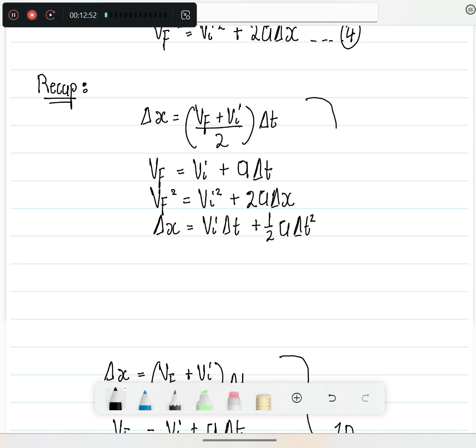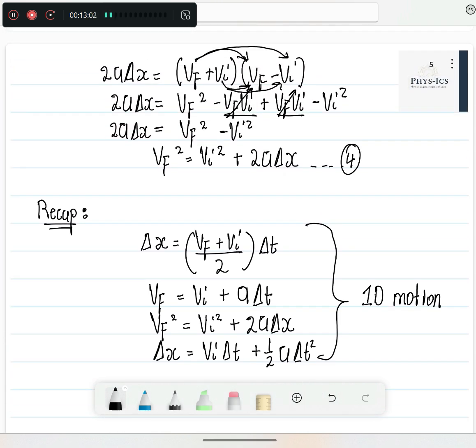And these equations are known as the equations of kinematics for 1D motion of a particle or an object. So Newton utilized these equations to analyze the motion of a particle that is moving in one dimension.